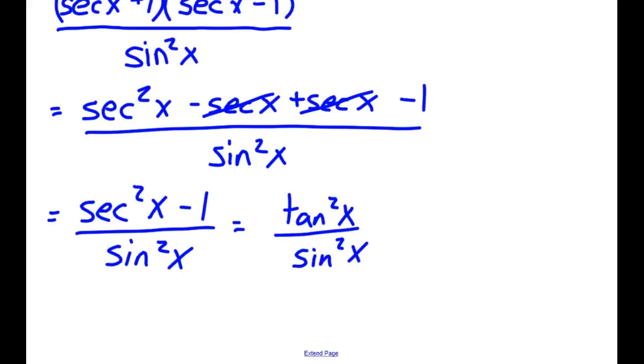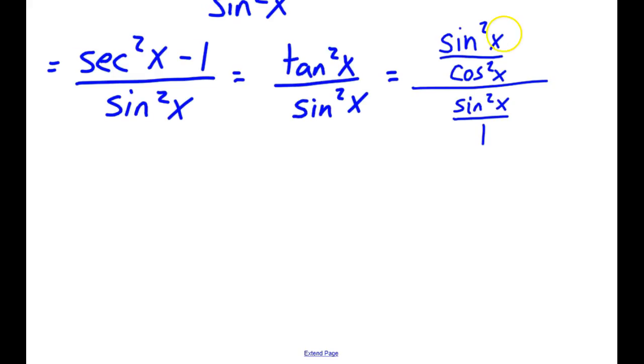One skill or strategy you should try to use is to rewrite these trig functions in terms of sine and cosine. Because if you can rewrite all of them in terms of sine and cosine, sometimes you can get things to cancel out. So we need to use our quotient identity to rewrite tangent squared x. And tangent x is equal to sine over cosine, so we can rewrite that as sine squared x over cosine squared x. So now we have sine squared x over cosine squared x divided by sine squared x over 1.